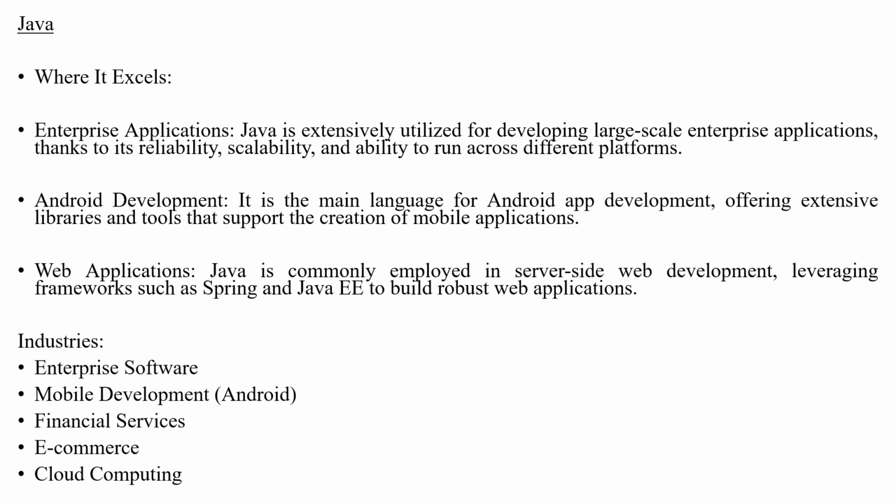Java is used for developing large-scale enterprise applications, thanks to its reliability, scalability, and ability to run across different platforms. It is a main language for Android development, offering extensive libraries and tools that support the creation of mobile applications. Java is also used in server-side web development, leveraging frameworks such as Spring and Java EE to build robust web applications. Industries where Java might be used include mobile development, financial services, and cloud computing.